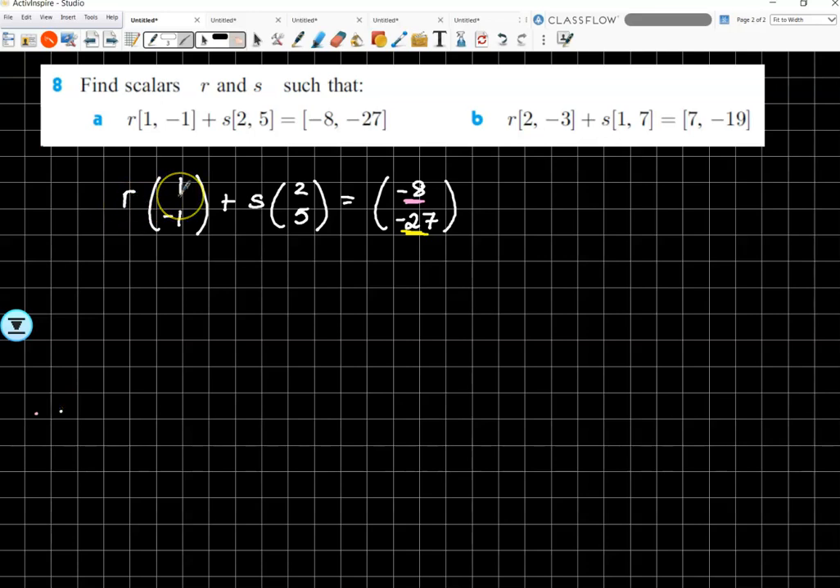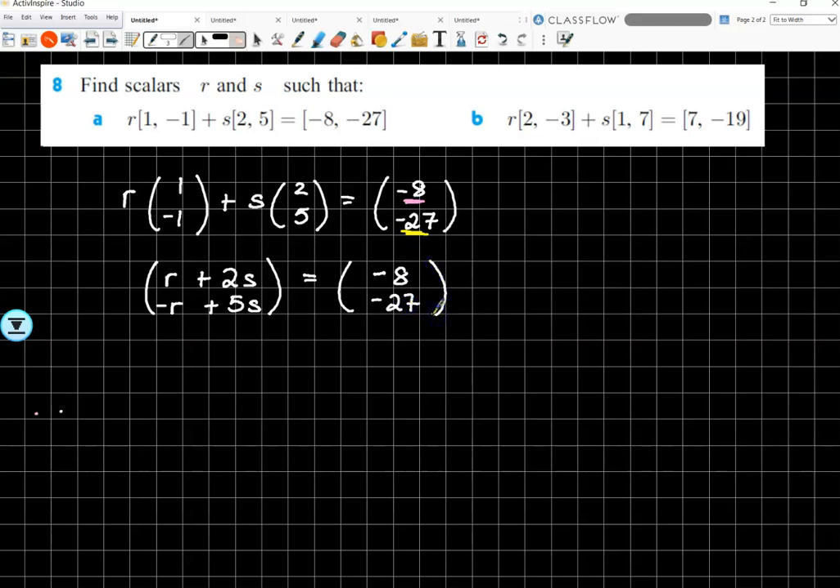So r times 1 would be r and minus r, right? Plus 2s and 5s. So what would the left-hand side end up being? r plus 2s, and, thank you, Tom, yep, minus r plus 5s, equals, oops, (-8, -27).